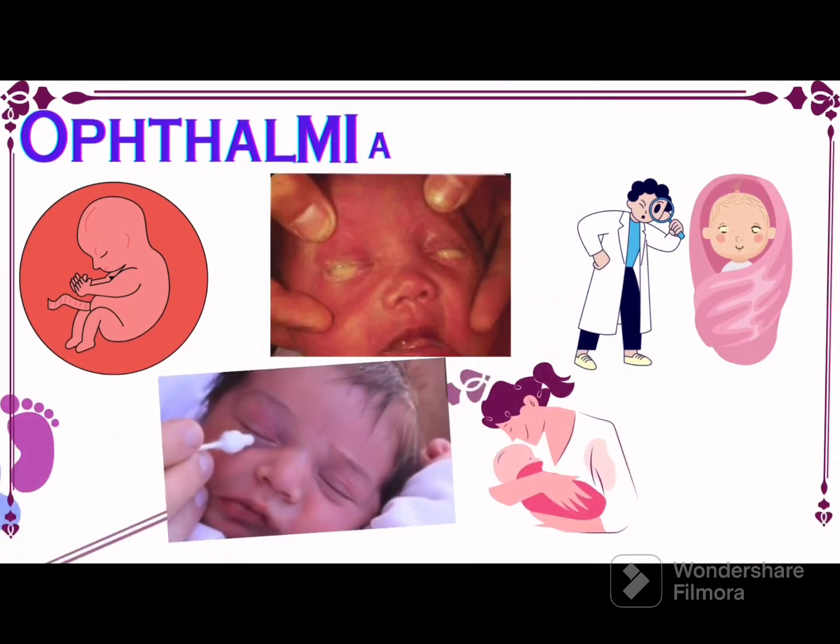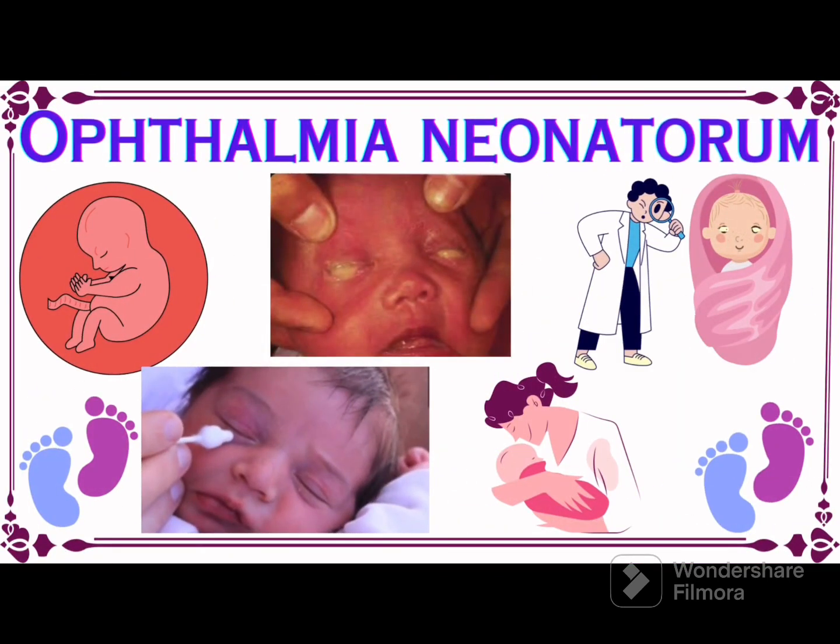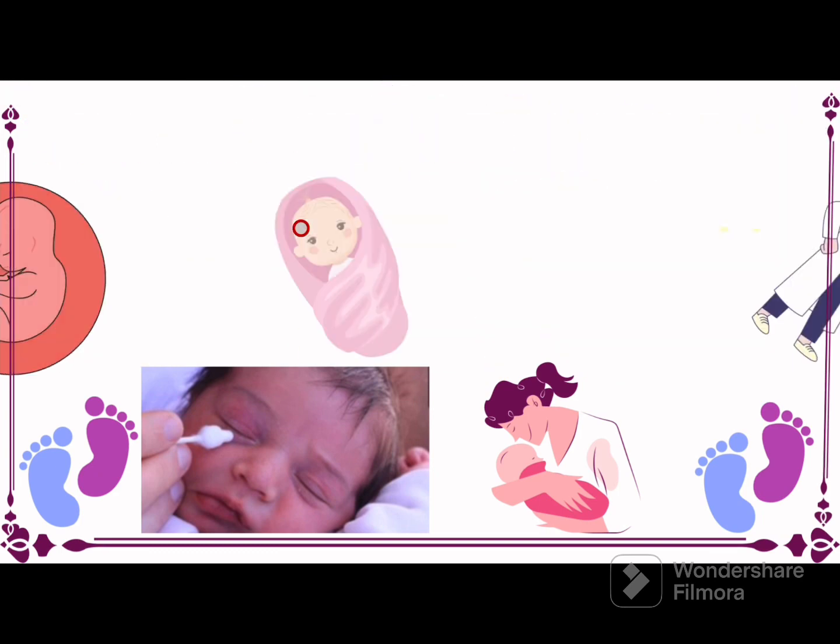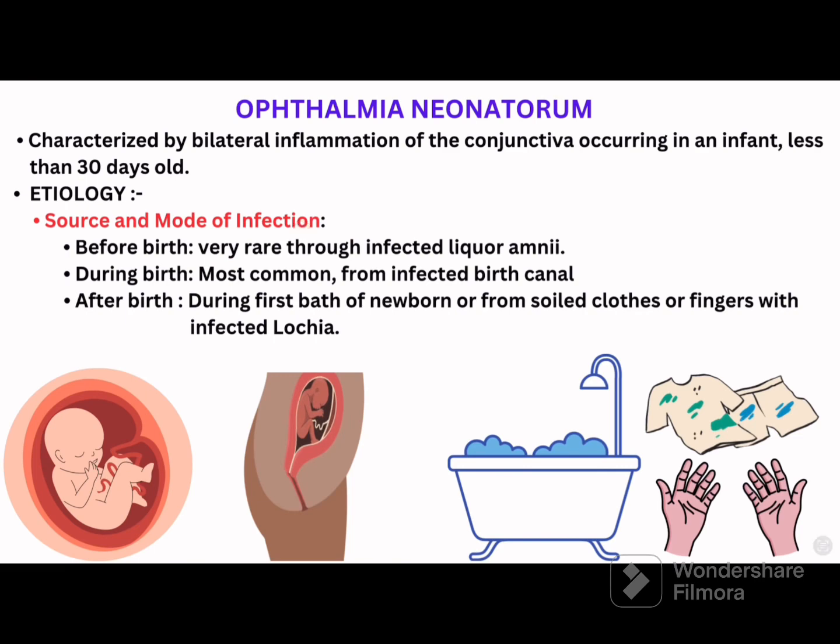So today we are going to discuss Ophthalmia Neonatorum. Ophthalmia Neonatorum is a neonatal conjunctivitis. So how is it characterized? It is characterized by bilateral inflammation of the conjunctiva occurring in an infant less than 30 days old. So bilateral inflammation signifies that it affects both the eyes, right?